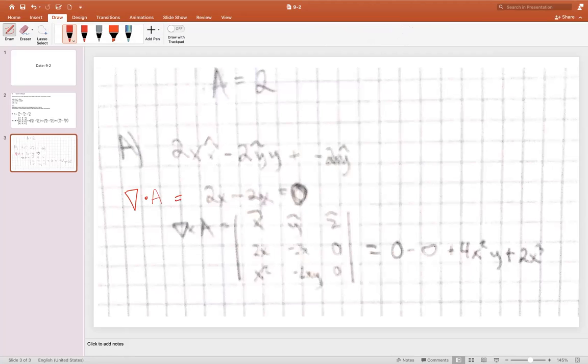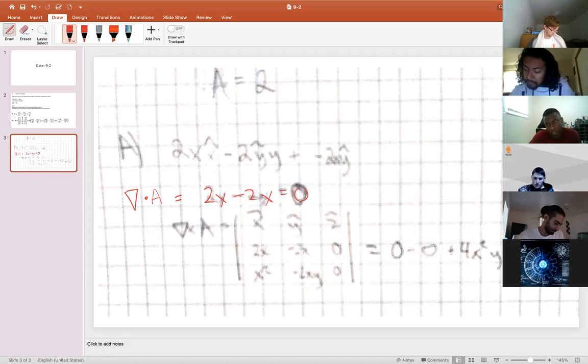All right. And then is this 2x minus 2y? 2x minus 2x. All right, that's zero. Who else got this? What do you think? Did anyone else finish this one?